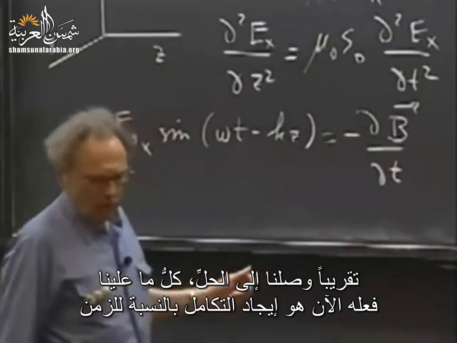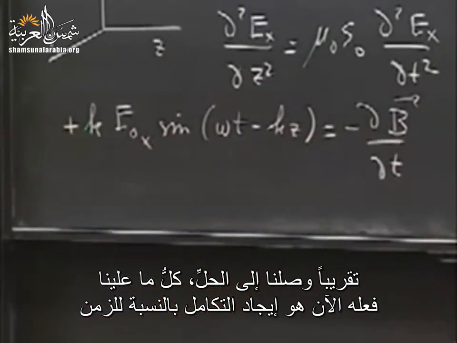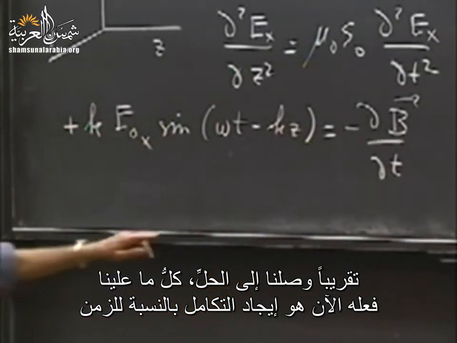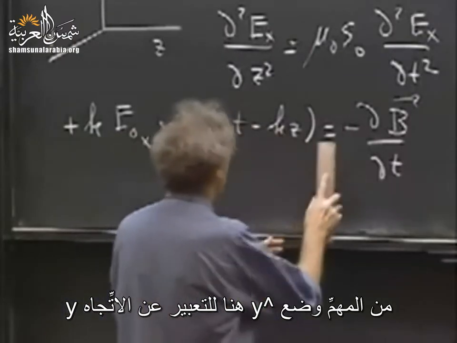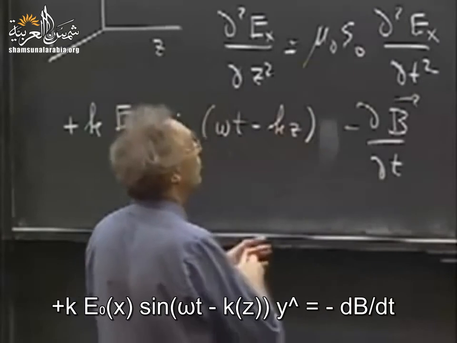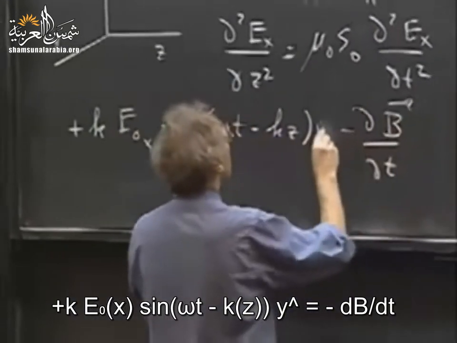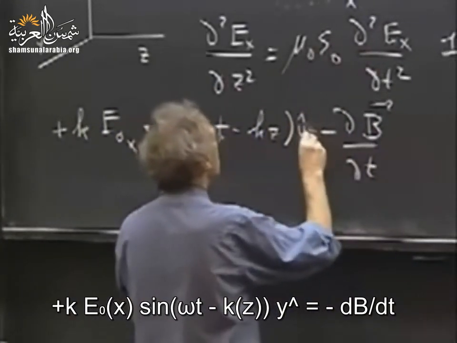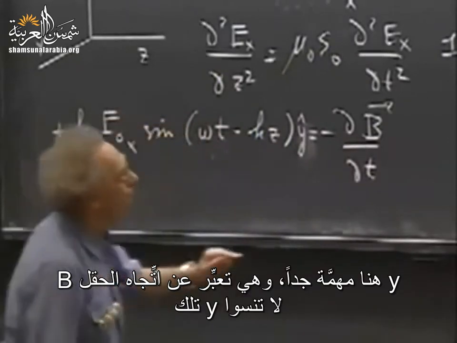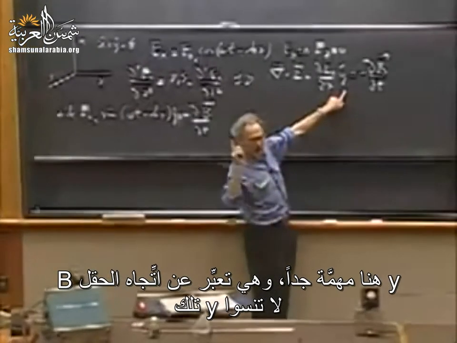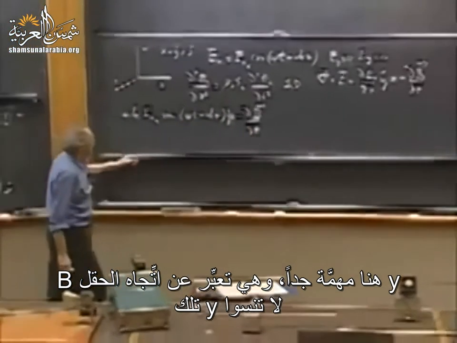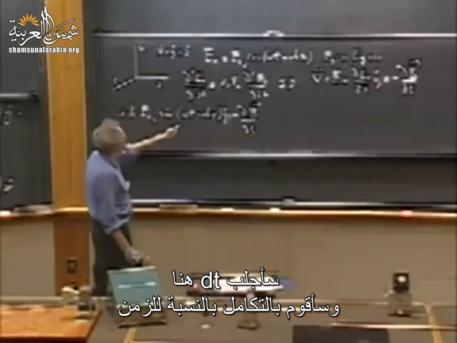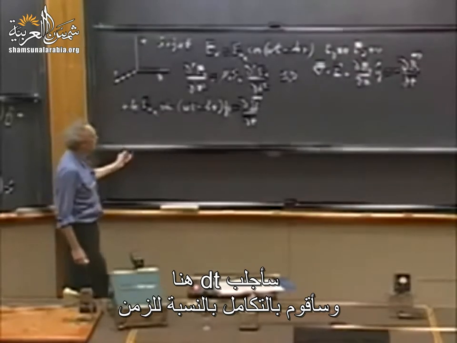So we're almost there. All we have to do now is do an integration in time. So we bring the dt. Oh, it's important that we get the y direction. That is very important. Remember, this y is very important. That's going to be the direction of the B field. So don't forget that y. So now you bring the dt here, and you do an integration in time.